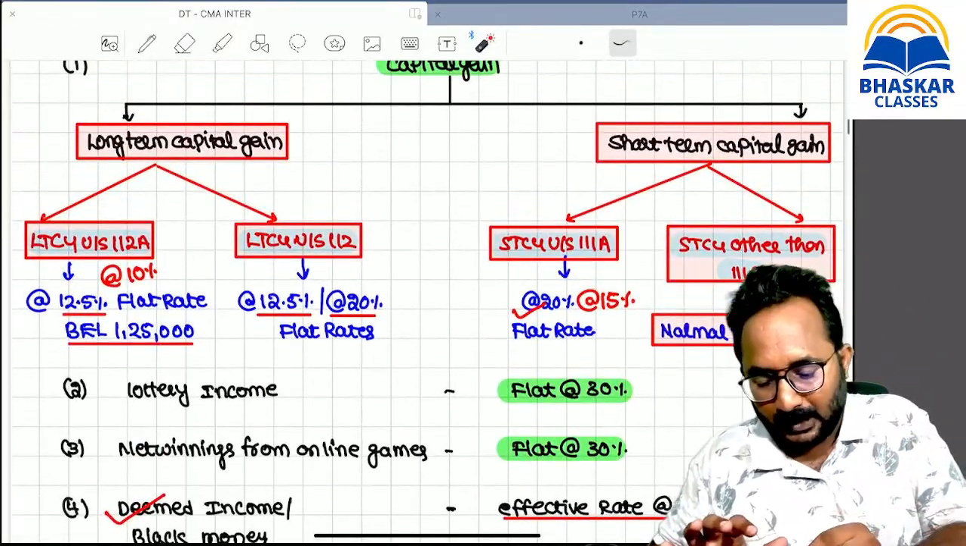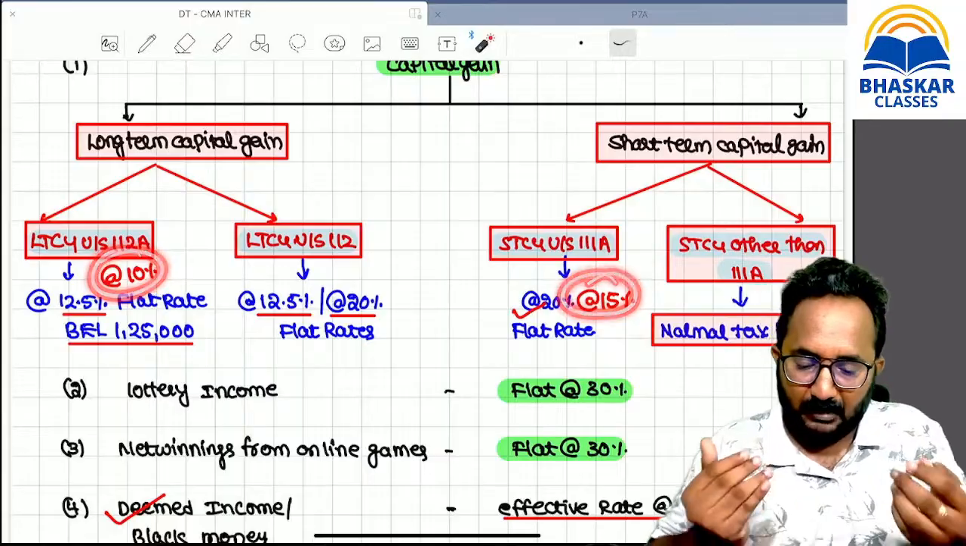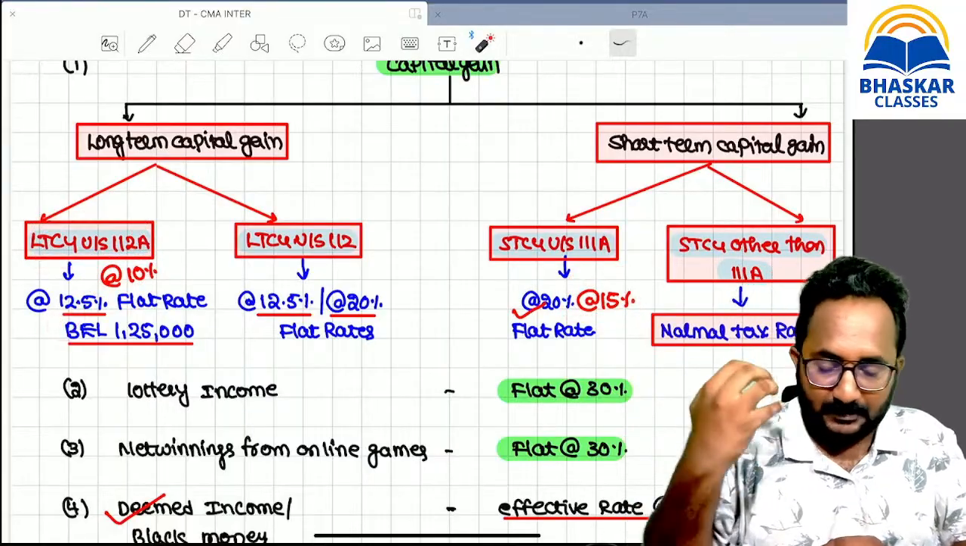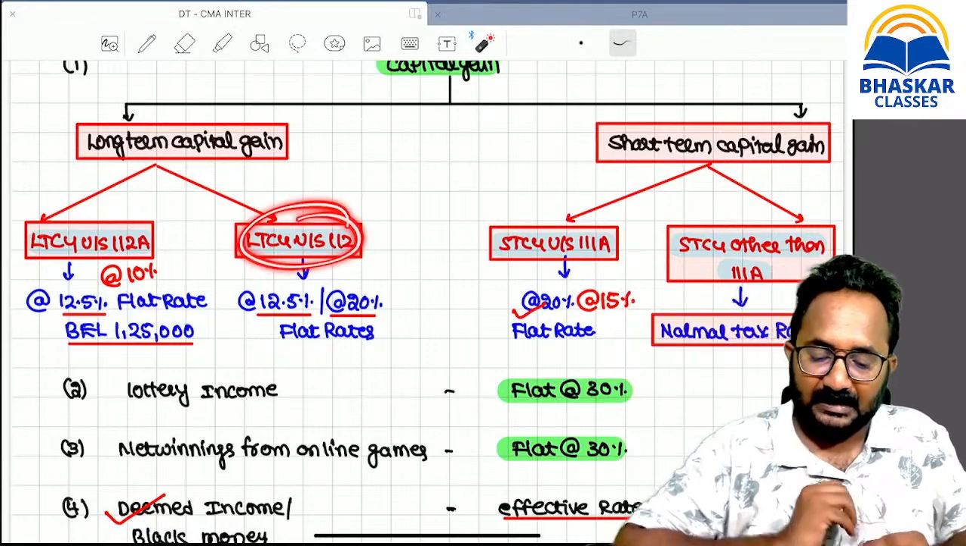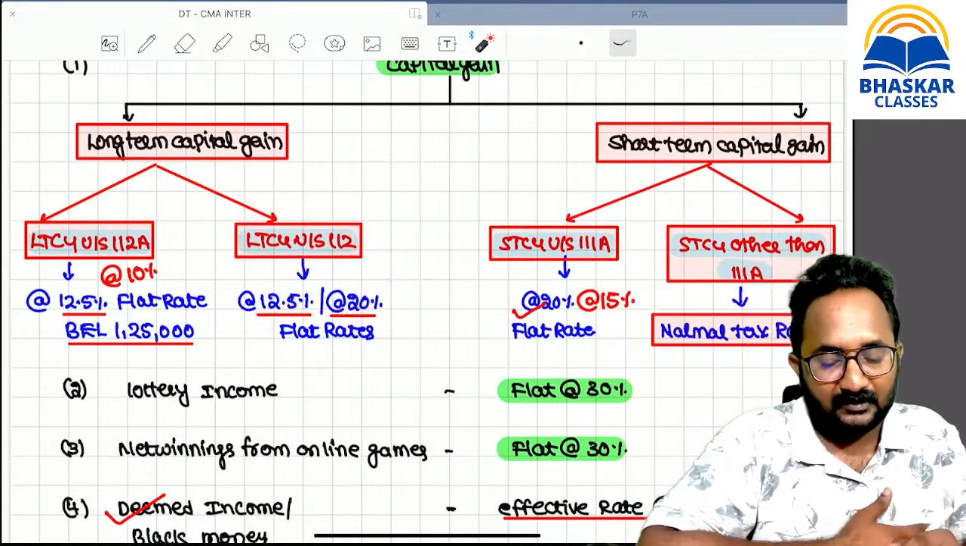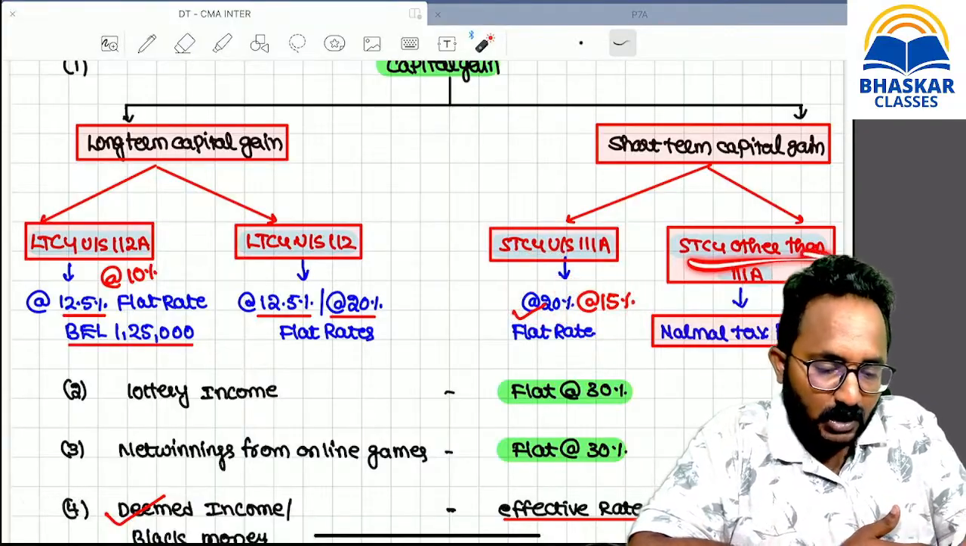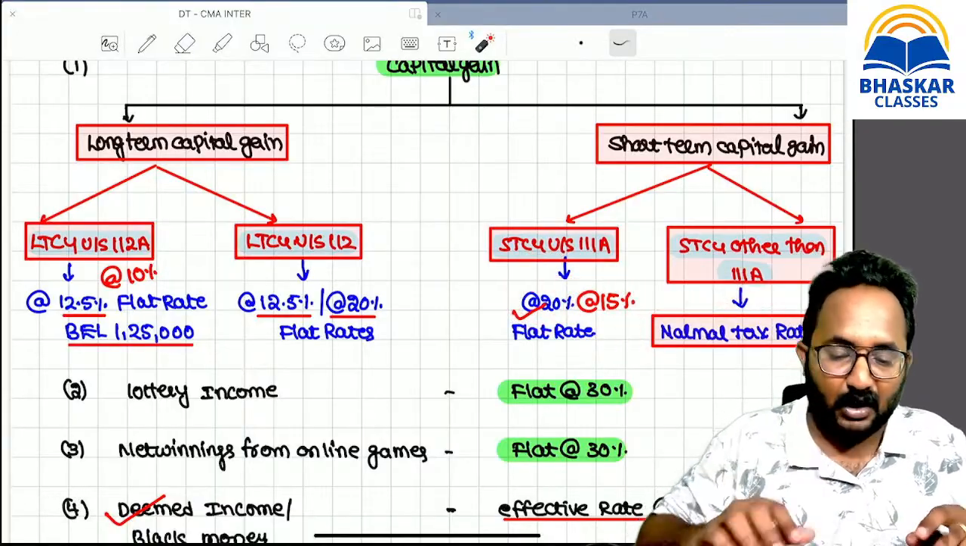Now remember, I will make these changes. Long-term capital gain 112A has two rates, 12.5% and 10%. Long-term capital gain 112 has 12.5% as well as 20%. Short-term capital gain has 20% as well as 15%. Short-term capital gain other than 111A is at the normal tax rate.